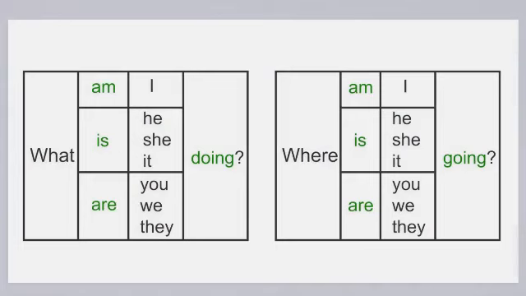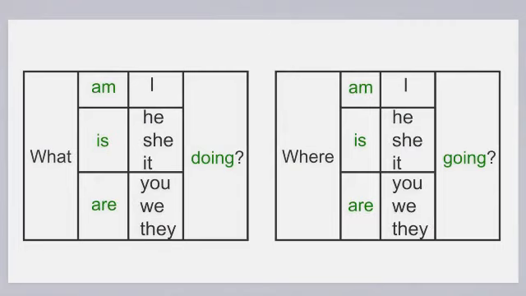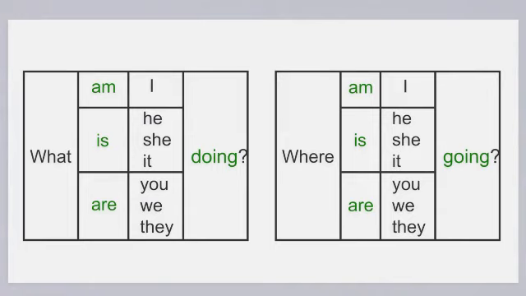Look at these present progressive information questions with what and where. Notice the word order. The WH word is first. Then we have a form of the verb be, like is or are. Then the subject, and then the present participle form of the verb.